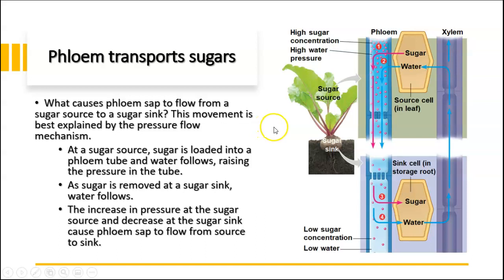Xylem for water, phloem for food. You need to remember which one's which, and the easy way to remember that is the F sound at the beginning of phloem. Phloem and food go together, and that concludes the notes on plant structure and function.